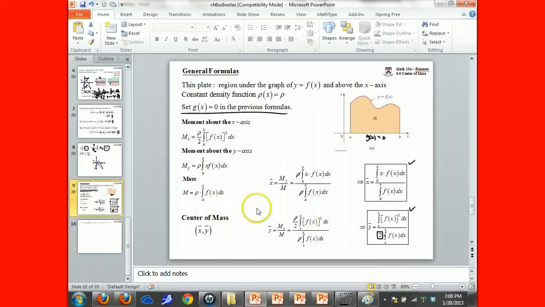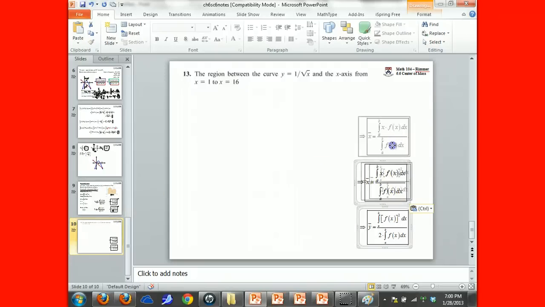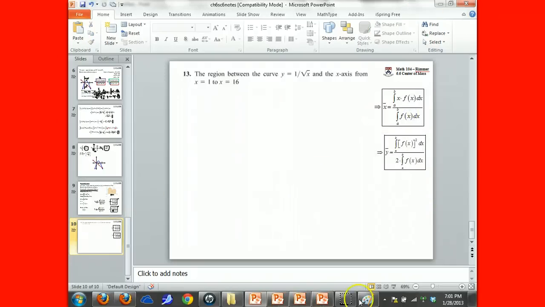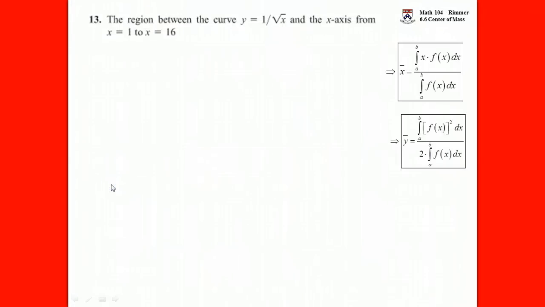So we have our formulas from here. Let's go and grab those, put them on that slide. And let's just go work this out. Shouldn't be too much trouble. Your function is 1 over root x. And these are the formulas for x bar and y bar. Let's go get the 3 integrals necessary.